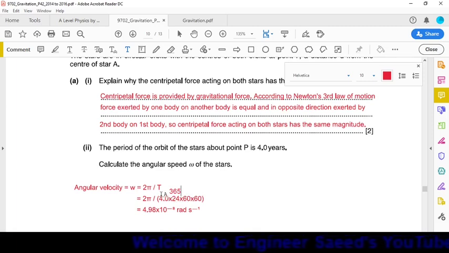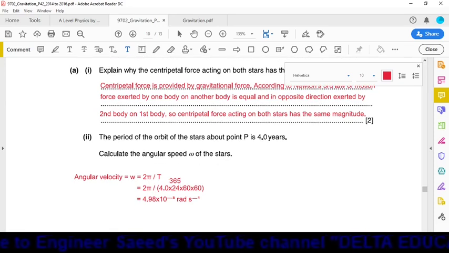So for the time period, it is given 4 years. We multiply this 4 by 365, then by 24, then by 60, then by 60. Then we will get the answer 4.98 into 10 power minus 8 radian per second. The angular velocity we have calculated is equal to 4.98 into 10 power minus 8 radian per second.